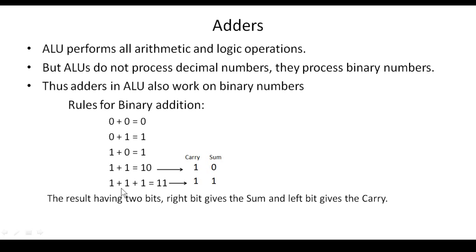So 1 0. Next you have 1 plus 1 plus 1, that is nothing but 11. In that, the rightmost digit is the sum and the left digit is the carry. So 1 1. This is how you will be writing the binary values. The column carry and sum has to be used in adders. The result has 2 bits: the right bit gives the sum and the left bit gives the carry. That's what we just discussed.